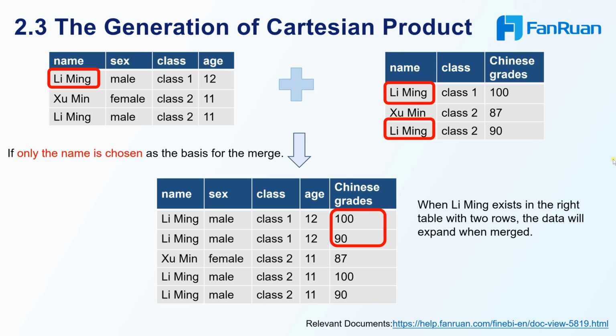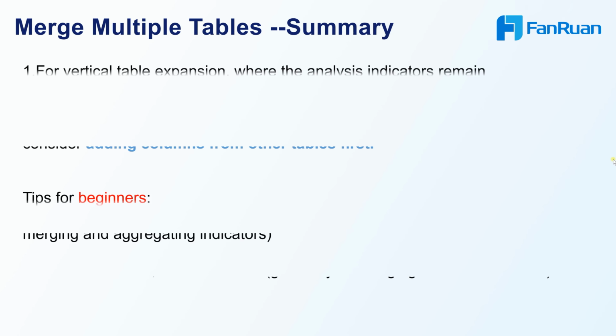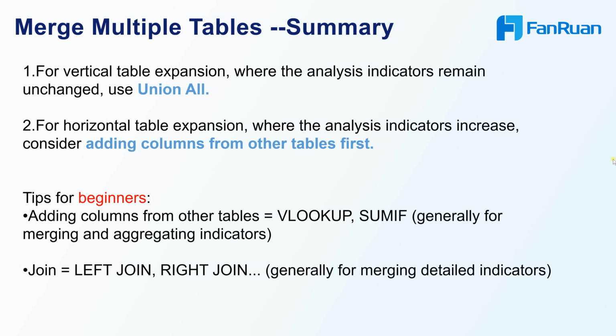However, depending on the actual business scenario, selecting multiple merge criteria may not be the best or even the correct solution. The specific handling of Cartesian products and data expansion depends on your business needs. And you can refer to our relevant documentation for guidance. I won't go into further detail today. To summarize, the main features for merging multiple tables are vertical merging and horizontal expansion, such as adding columns from other tables.